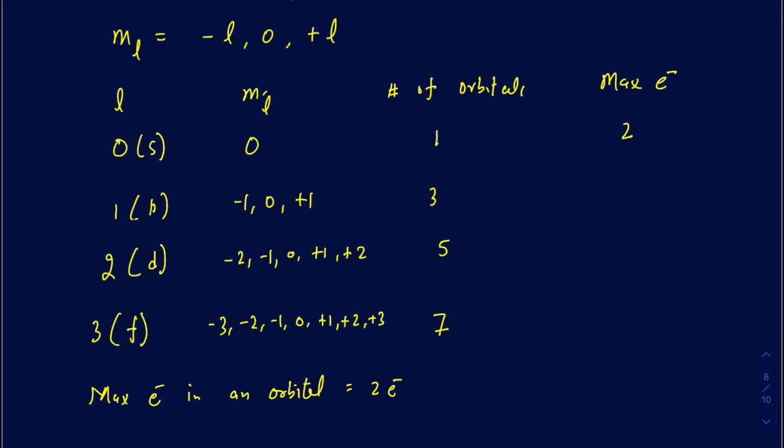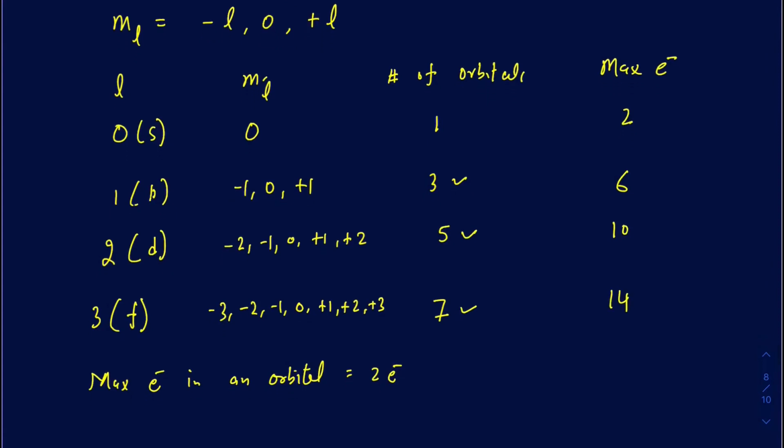When we look at the p subshell, we know we have 3 orbitals in there. So how many maximum electrons are you going to have? Well, 6. In the d subshell you have 5 orbitals, so it's going to have a maximum of 10 electrons. And in the f subshell, you have 7 orbitals, so that gives you a maximum of 14 electrons.